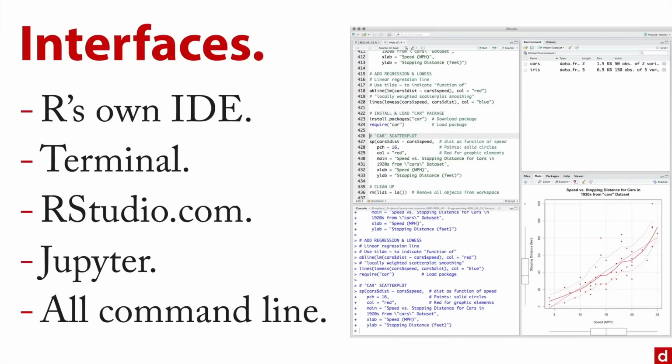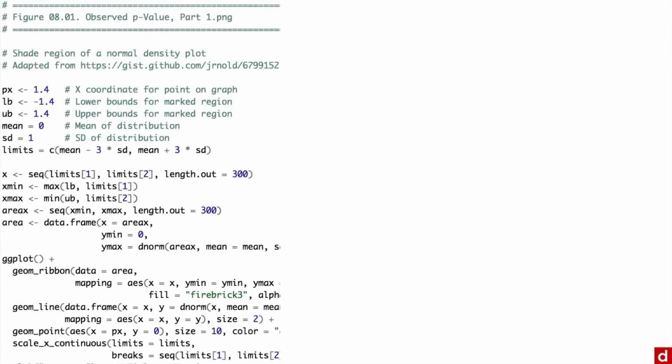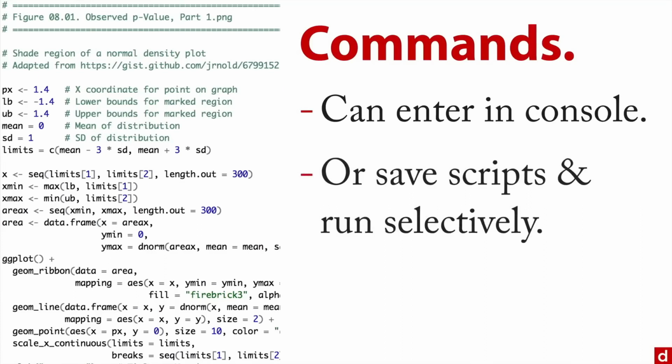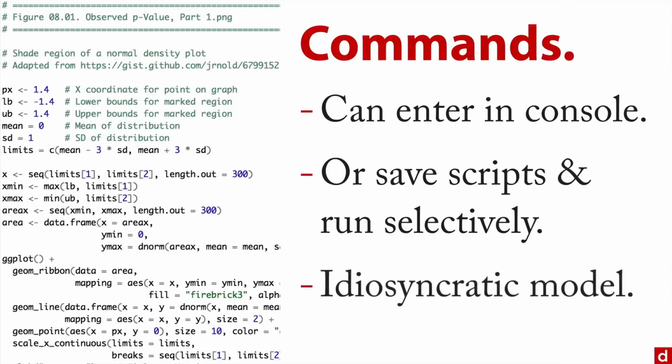So for instance, here's a short example of some commands in R. You can enter them into what's called the console, one line at a time. That's called an interactive way. Or you can save scripts and run bits and pieces of them selectively. That makes your life a lot easier. No matter how you do it, if you're familiar with programming in other languages, then you're going to find that R is a little weird. It has an idiosyncratic model. It makes sense once you get used to it, but it is a different approach. And so it does take some adaptation if you're accustomed to programming in other languages.